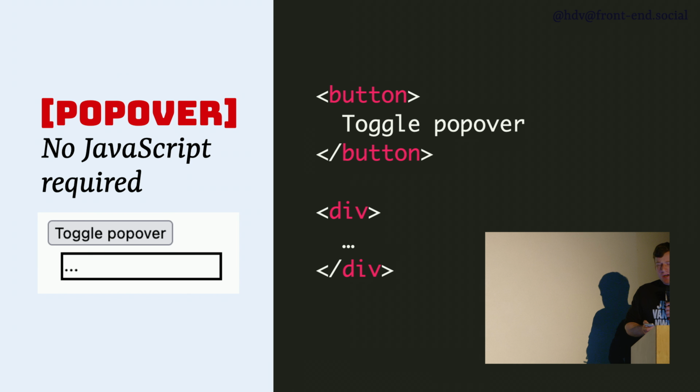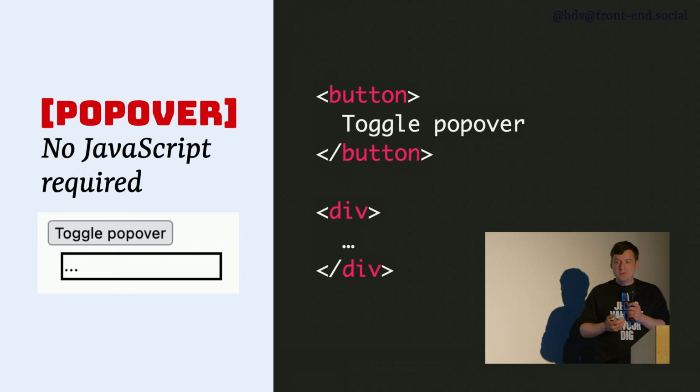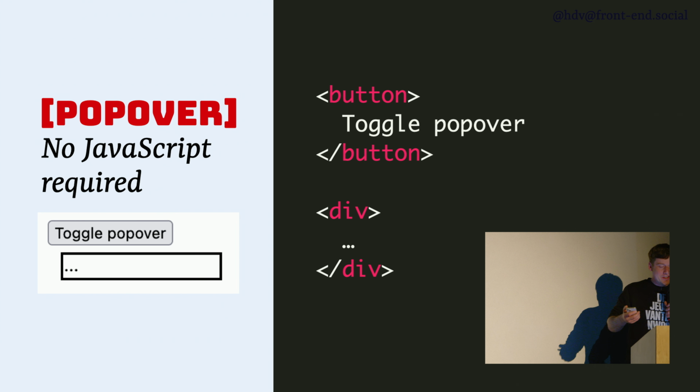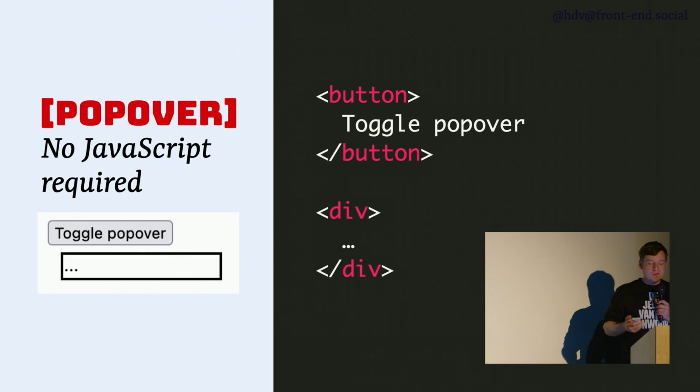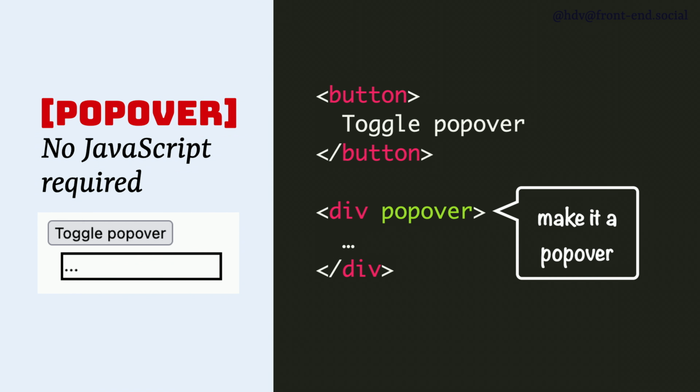Now, the cool thing about popover, making it kind of boring technology in that sense, is that it works without JavaScript. So you don't require JavaScript to actually build a popover that works and that allows you to toggle it. So the way it works is, if you have a button and the div is the popover, you add the popover attribute to the div, and that makes it a popover. So as soon as you add that, it's going to have the popover behaviors.